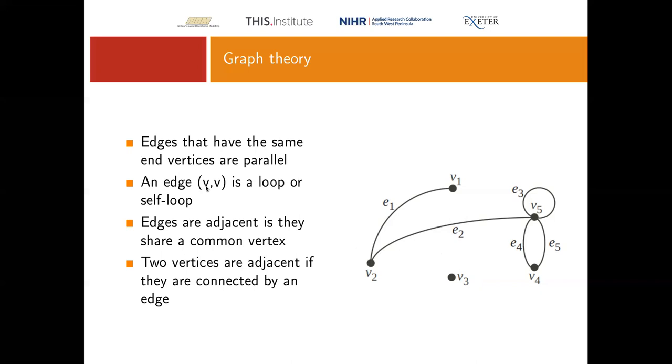An edge which has the same vertex as its start and end point is called a loop or a self loop. And here we can see that with this example, E3. This is a loop, a self loop. And these are important to consider, particularly in terms of healthcare, where people are coming back into a service time after time. We need to be able to include that kind of data when we're looking at our system structure and understanding how the system is operating.